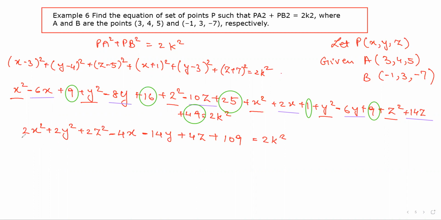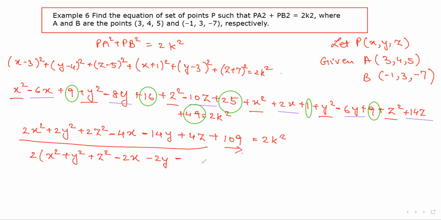Here, you can take 2 common from all these values and you can take 109 to the right hand side. So we'll be left with 2 times (x square plus y square plus z square minus 2x minus 7y plus 2z) is equal to 2k square minus 109. Now here, if you want, you can take this 2 to the right hand side.